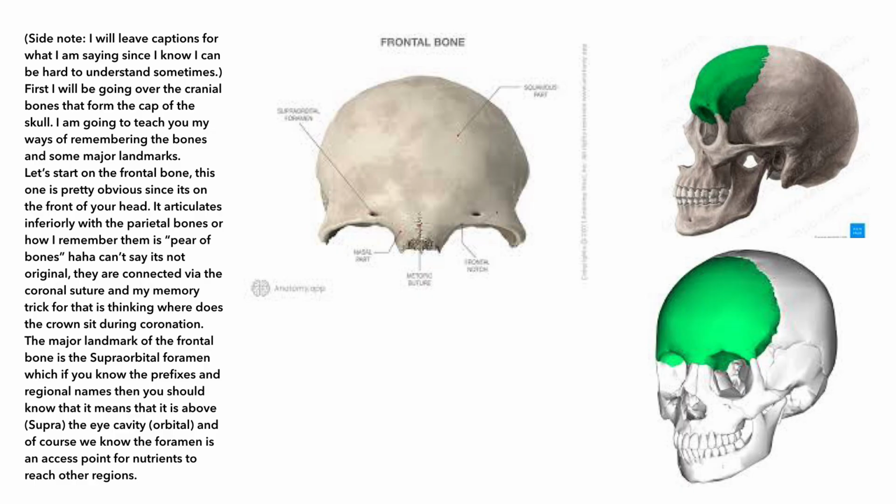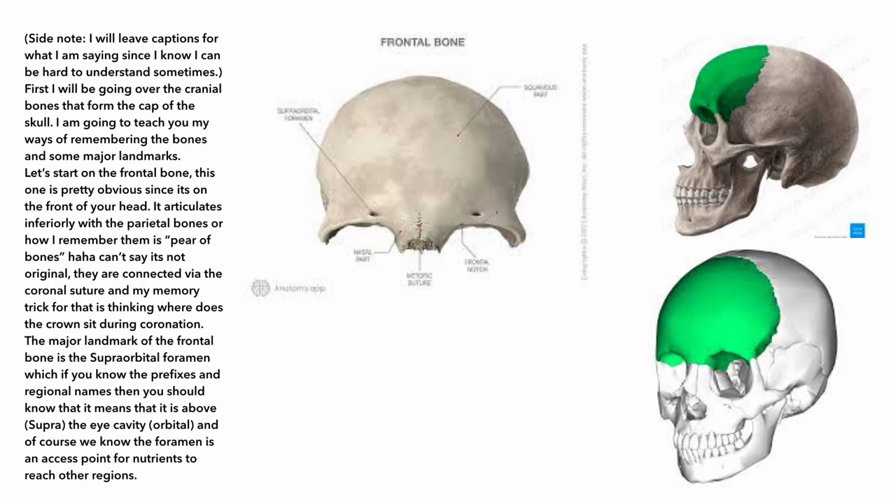It articulates inferiorly with the parietal bones, or how I remember them, a pair of bones, and you can't say that's not original. And they are connected via the coronal suture. My memory trick for remembering that is, where does the crown sit during coronation? On the coronal suture landmark.